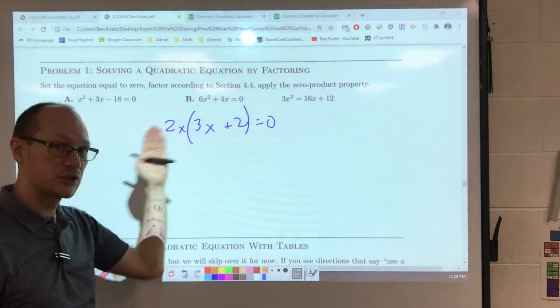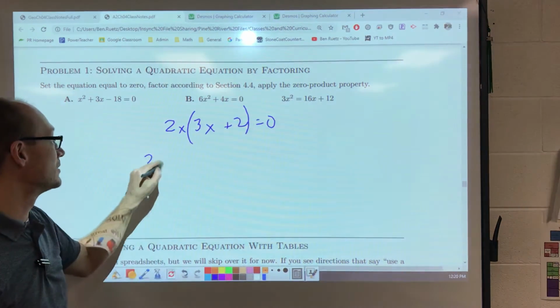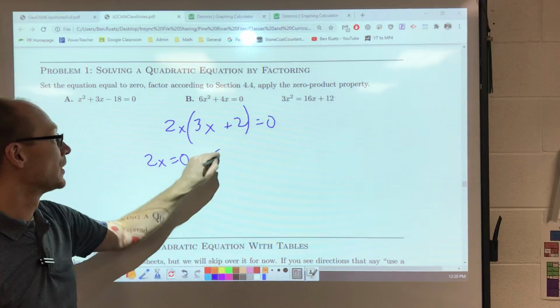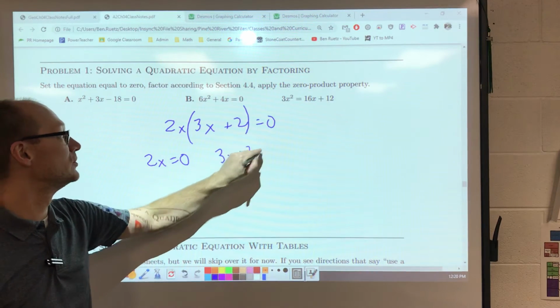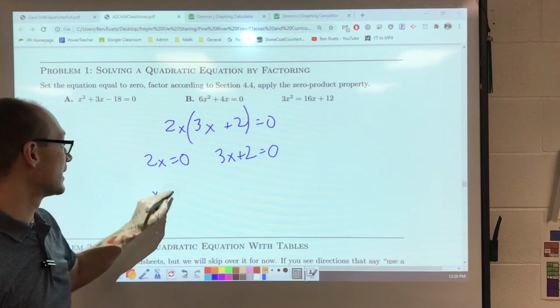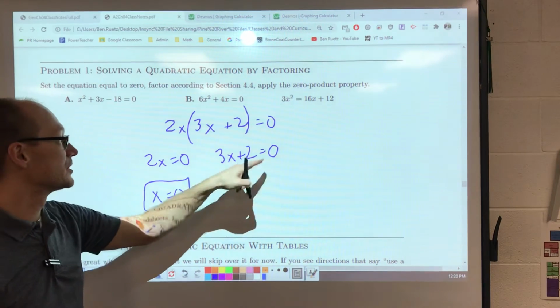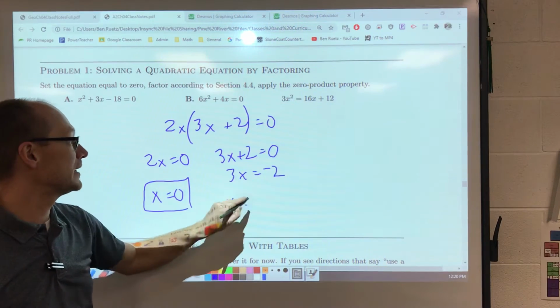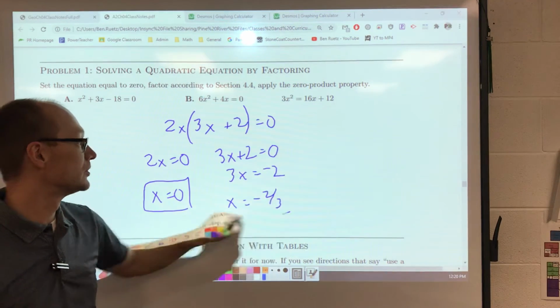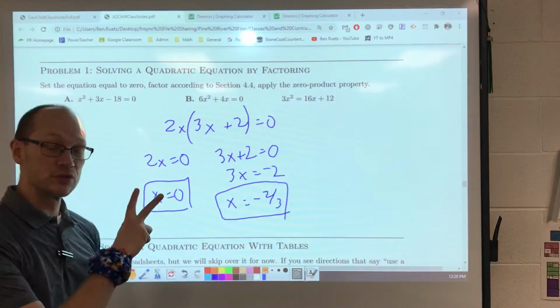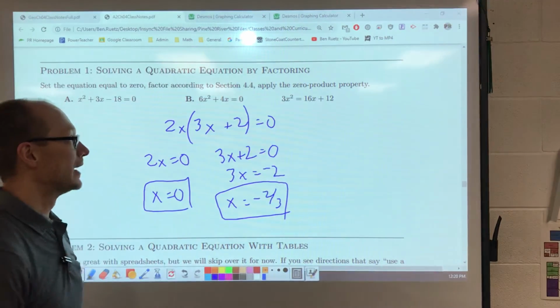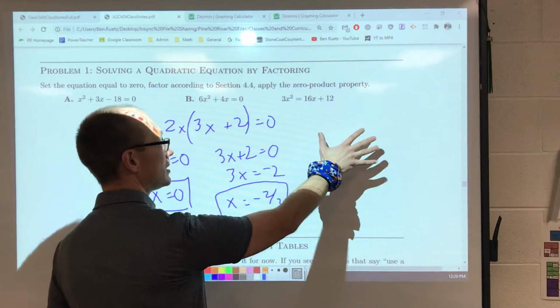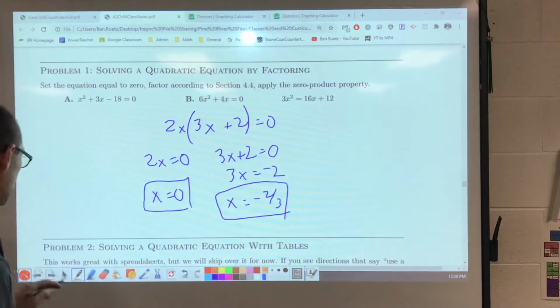These factors multiply together to equal 0. That means either 2x equals 0 or 3x plus 2 equals 0. That means x equals 0, or, subtracting 2 and dividing by 3, we have negative 2/3. Those are my two solutions. You'd see those on a graph as well. Check the answer key for this one right here, and it works pretty slick.